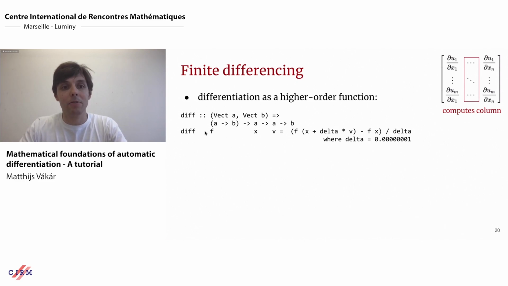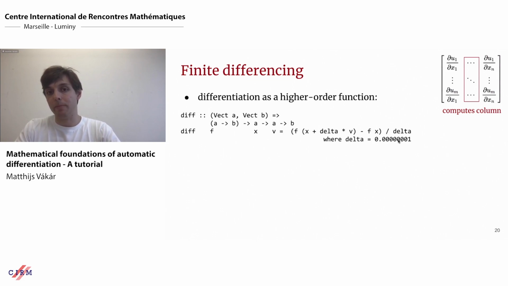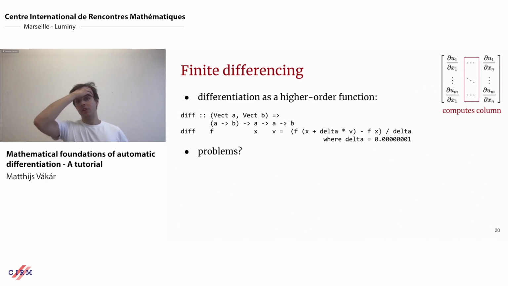Right, and the derivative of f at point x evaluated on tangent vector v is obtained as this difference quotient for some small number delta. Right, and as long as we take delta small enough, the idea is this should be close to the derivative. Now, does anyone see any problems with this technique? Maybe have a think about why you might not want to do this.